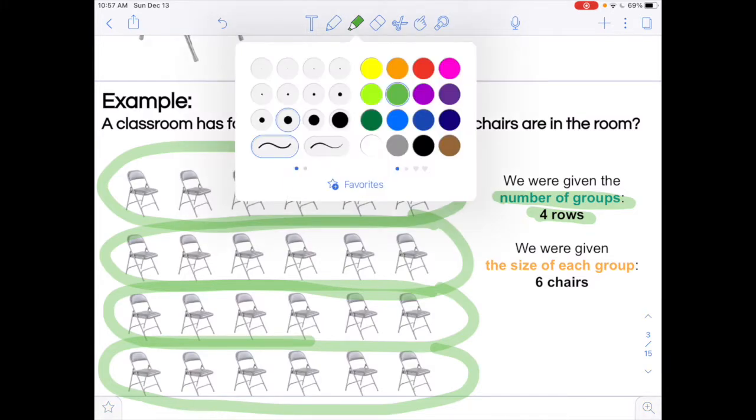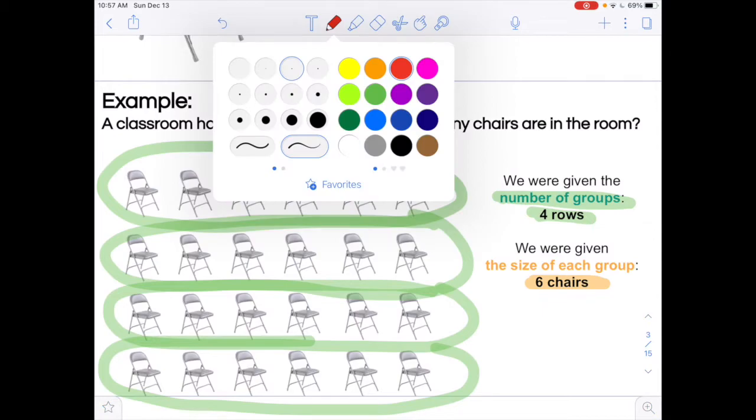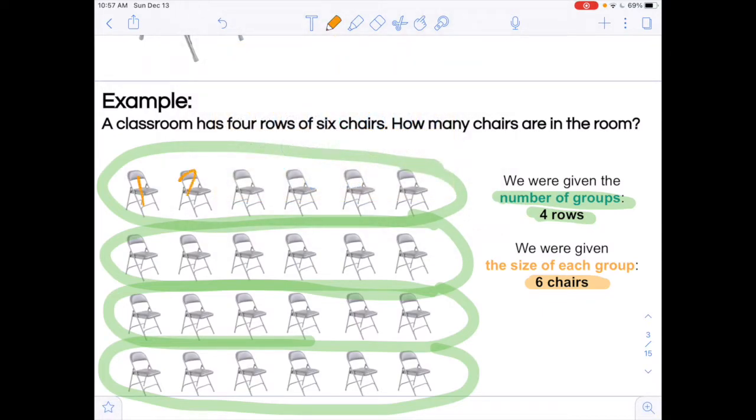But they also told us what was inside of each group. There were 6 chairs inside of each group. Here they are. I'm going to count really fast. 1, 2, 3, 4, 5, 6. I have 4 groups. I have 4 rows, and each one has 6 chairs.